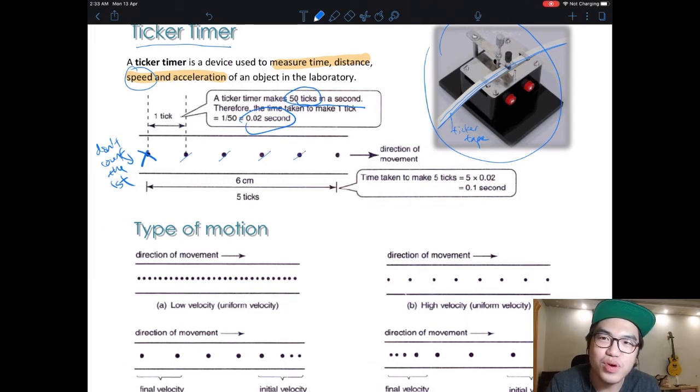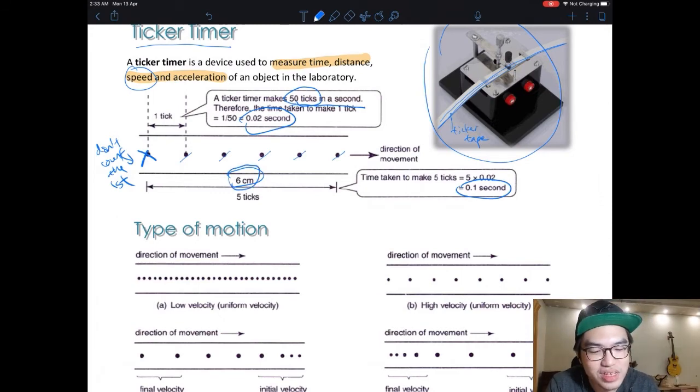One tick is 0.02 second. 5 ticks, I know this is 0.1 second. Okay, and then I measure this tape. I know this is 6 cm. So I know the distance, I know the time. So I can calculate my velocity.